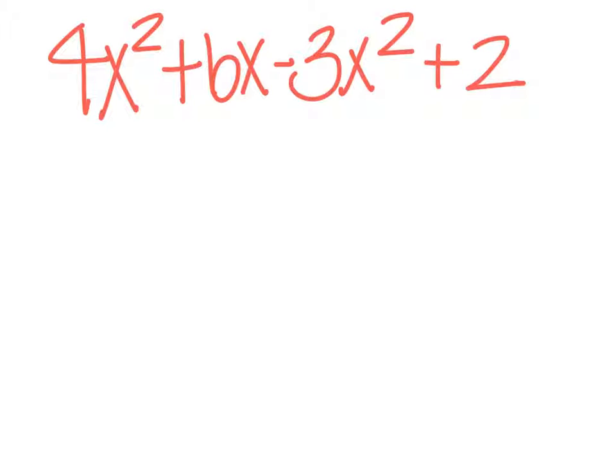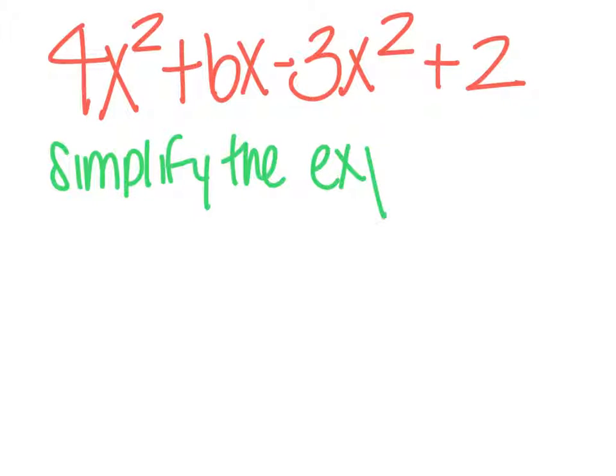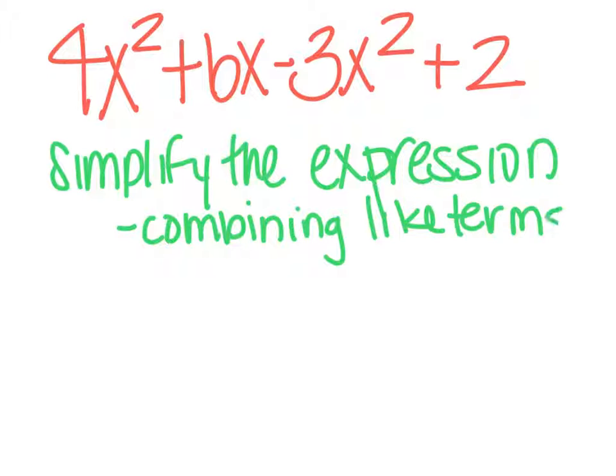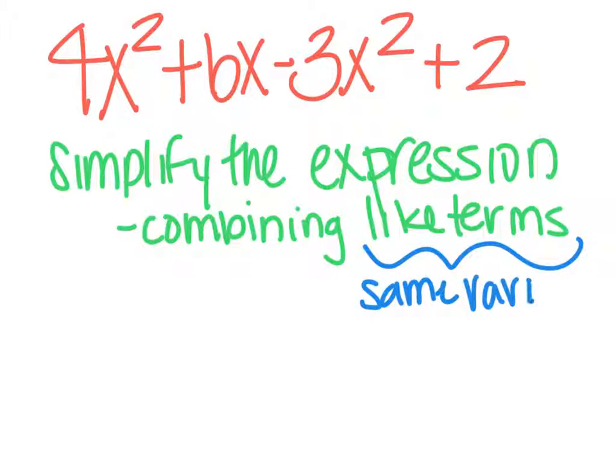Our first problem is 4x squared plus 6x plus 3x squared plus 2, and we are going to simplify the expression. That's our instructions on this. So if you recall, when you're simplifying the expression, you are combining like terms. Like terms are terms that have the same variables and the same exponents.